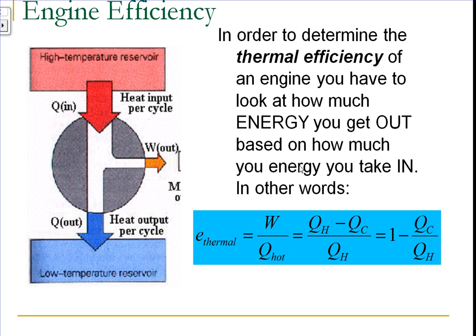Let's talk about efficiency. The efficiency is defined to be the work done by your Q hot. Another way to write this is QH minus QC divided by QH, or 1 minus QC over QH. You need to use whatever equation works.